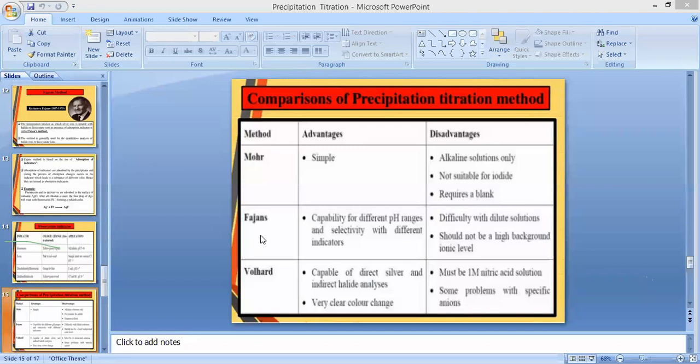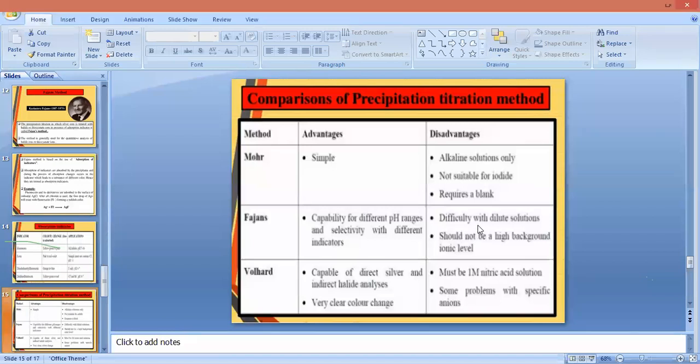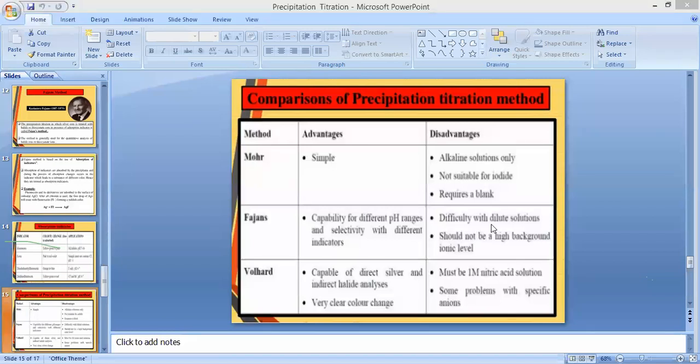Second method of precipitation titration is Fajans. Its advantage is the capability for different pH ranges. That is, we can perform it over a wide range of pH and selectively with different indicators, so a wide range of indicators can be used. Disadvantage: it is difficult to analyze the analyte in dilute solution, and there should not be a high background ionic level. If the ionic level is high, the end point cannot be determined in Fajans method of precipitation titration.